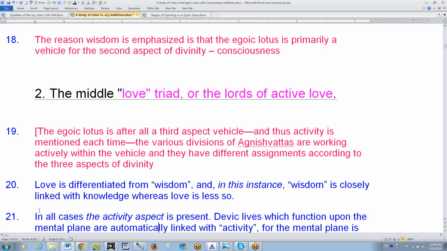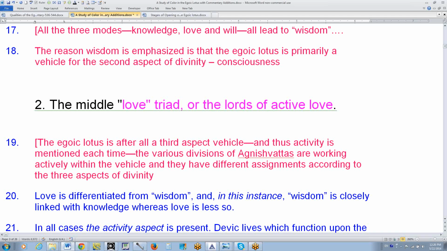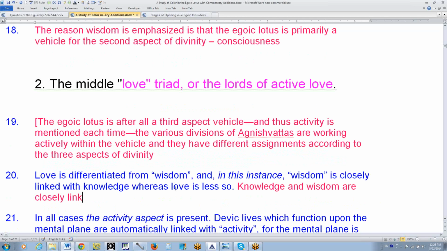So the lords of active wisdom, this is interesting, wisdom and knowledge, there's also wisdom, linking wisdom with the first aspect, one can do that. But since it did precede in time the coming of love, we can understand how it might be linked with the third aspect, because the third aspect usually emerges before the second aspect does. Let's just say that knowledge and wisdom are closely linked through the third aspect of divinity. In all cases, the activity aspect is present.